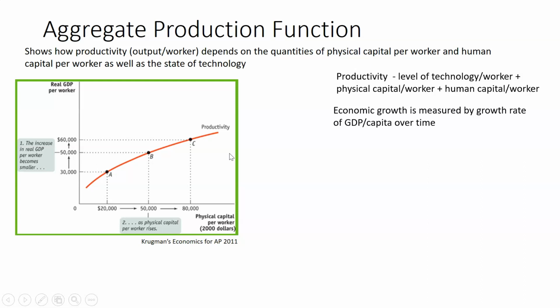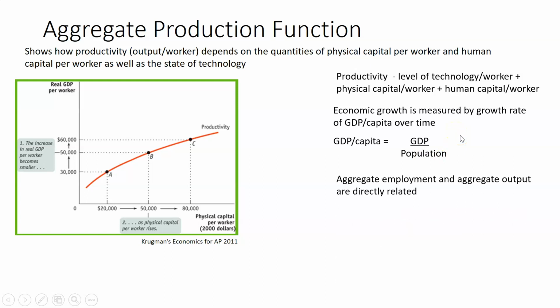When we're talking about economic growth, we're measuring it as GDP per capita over time. And when we talk about the formula for GDP per capita, this would be the GDP, which is our C plus I plus G plus XN, divided by the population. That's our GDP per capita.